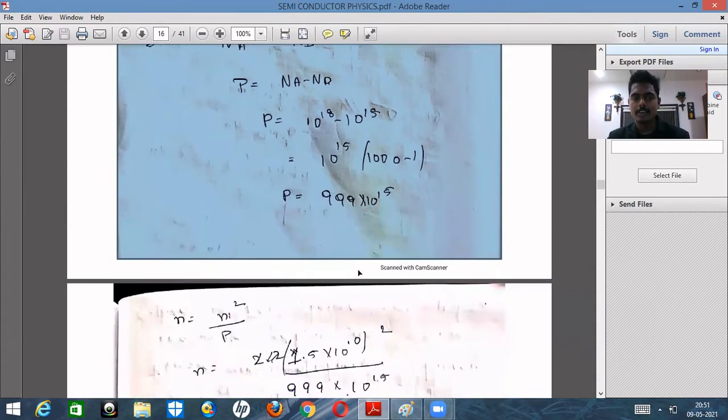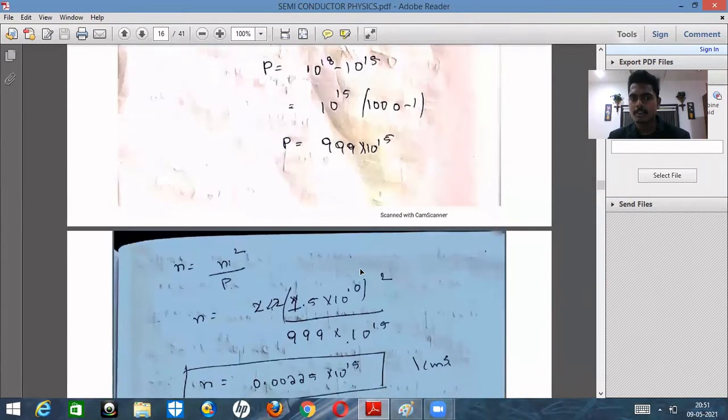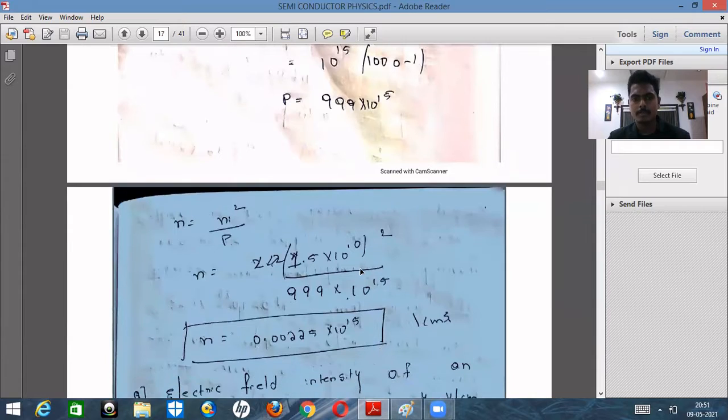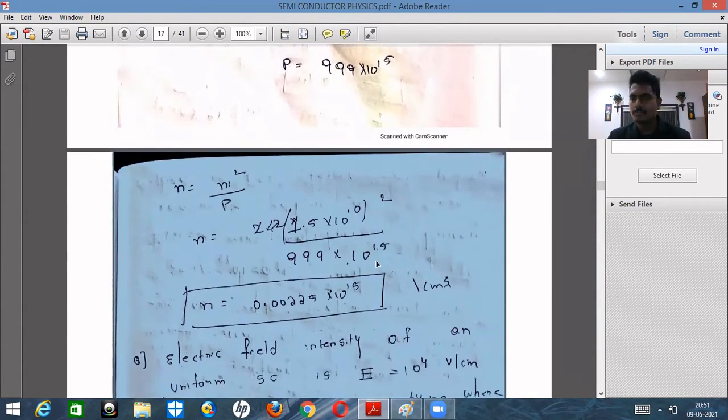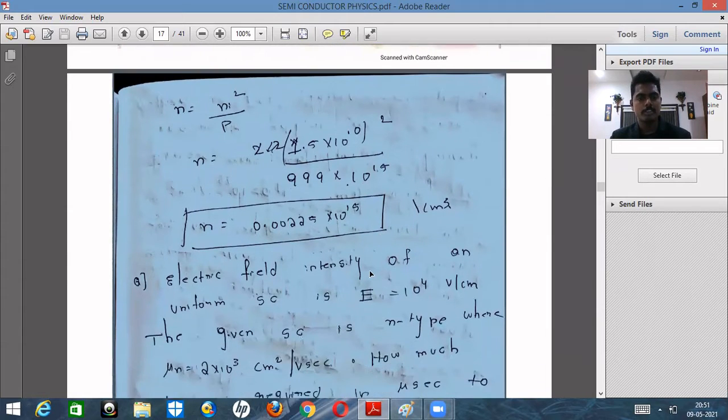So if we calculate the value, n will be ni square by p. So (1.5 into 10 power 10) whole square by this one. So automatically if you solve this one, the value will be like this. Simply, this is how we will solve the problems. So we will move on to the next problem.